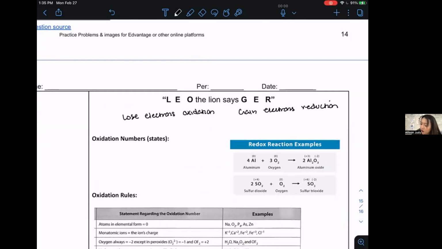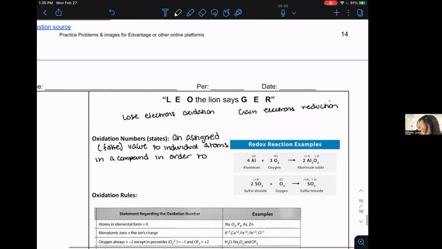Okay, oxidation numbers are unexamined, dare I say fake, values assigned to individual atoms in a compound in order to identify if redox has occurred. We love fake numbers.